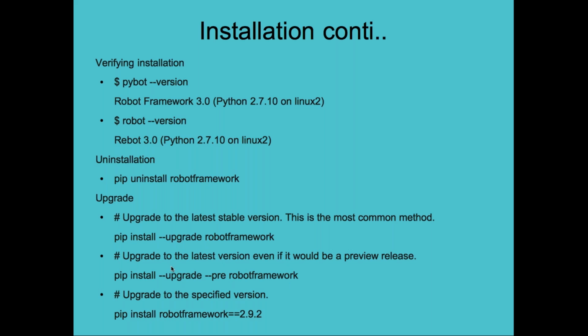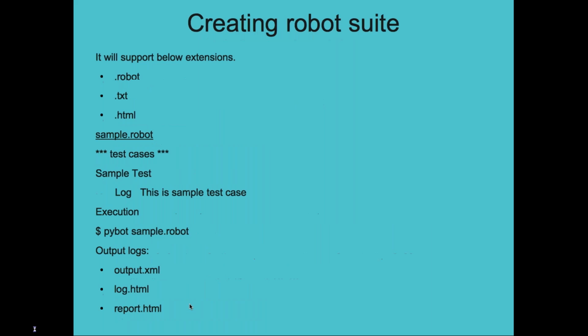Similarly, if you want to upgrade to the latest version, even if it is a preview release, so if it has some other release, then you can still upgrade to our latest version like pip install --upgrade --pre robot framework. So using these three, you can upgrade robot framework to the latest or a specific version.